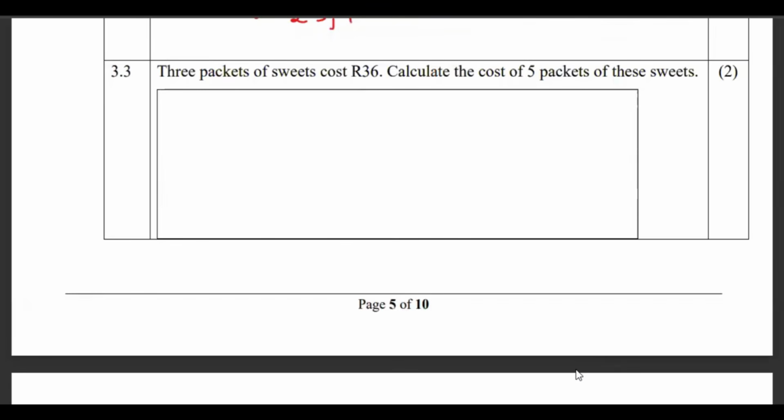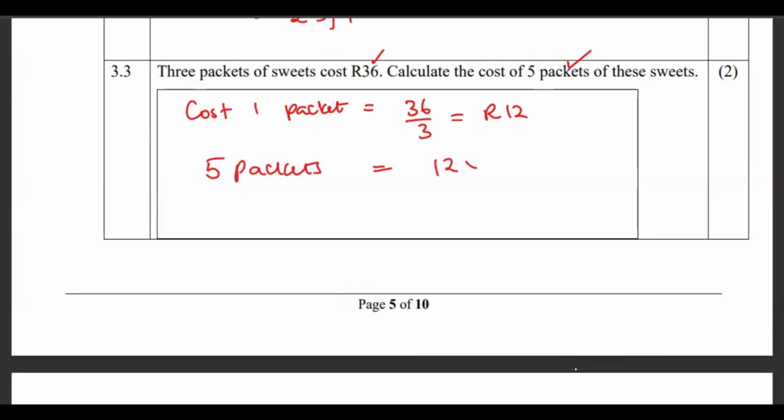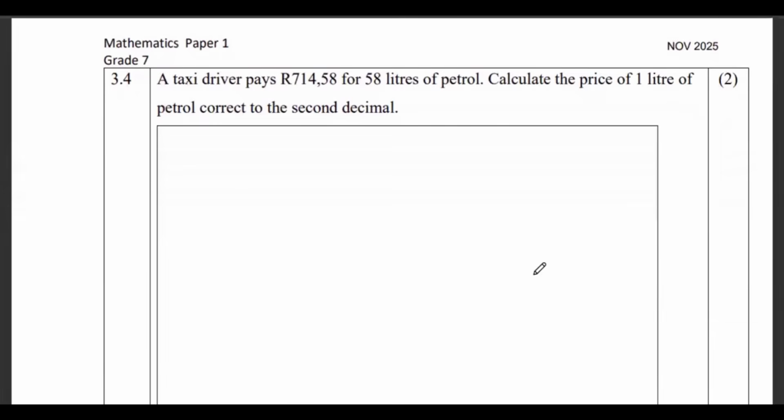Question 3.3. 3 packets of sweets cost 36 rands. What's the cost of 5 packets? So let's see, what's the cost of 1 packet? We're going to say 36 divided by 3, which gives us 12 rands. So if 1 packet is 12 rands, meaning that 5 packets are going to cost 12 times 5, which is 60 rands.